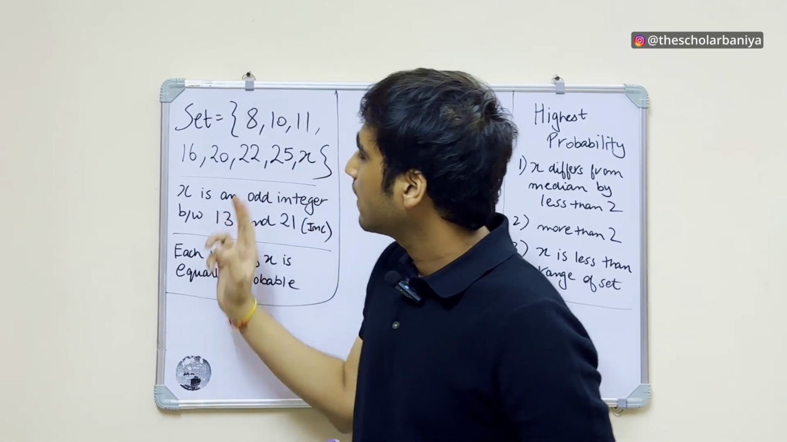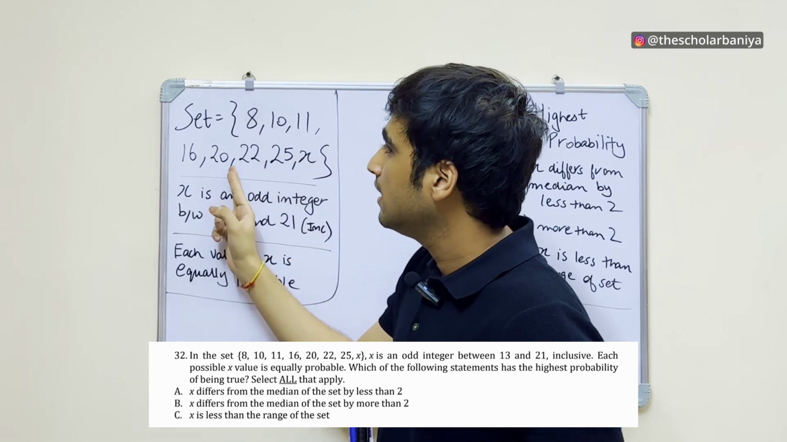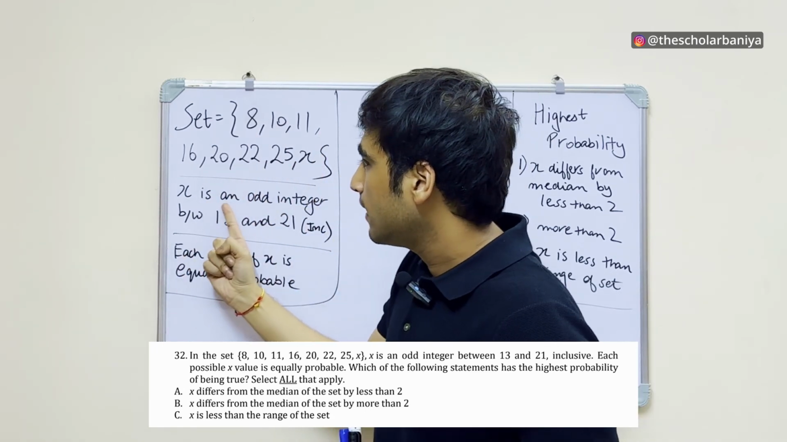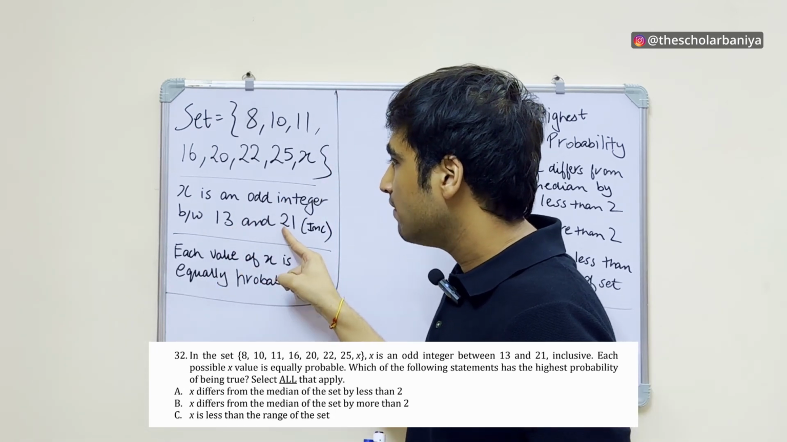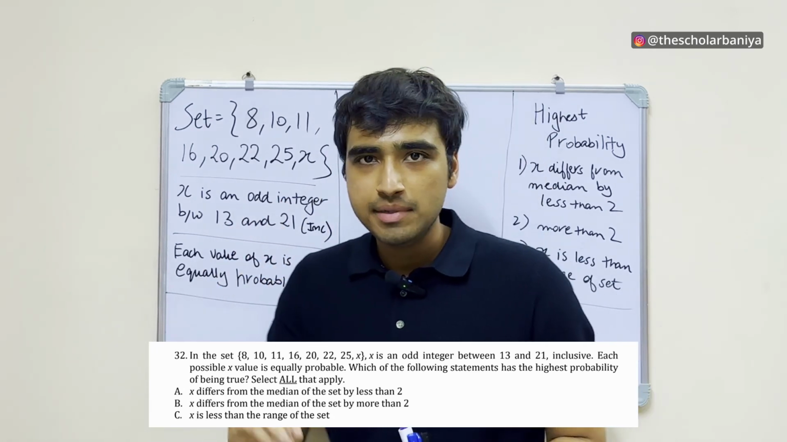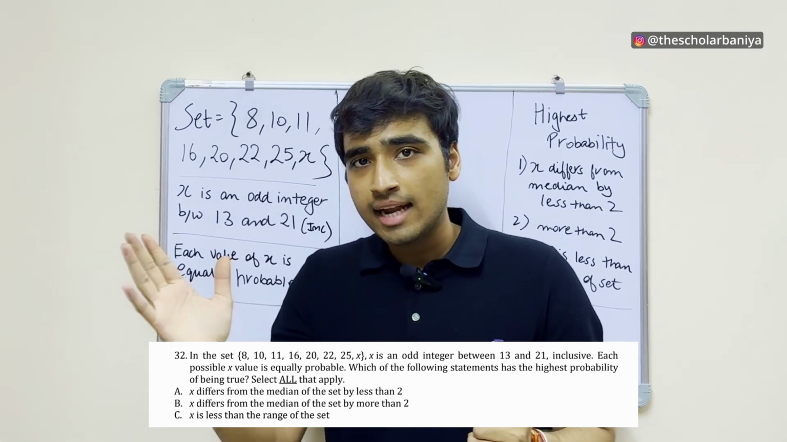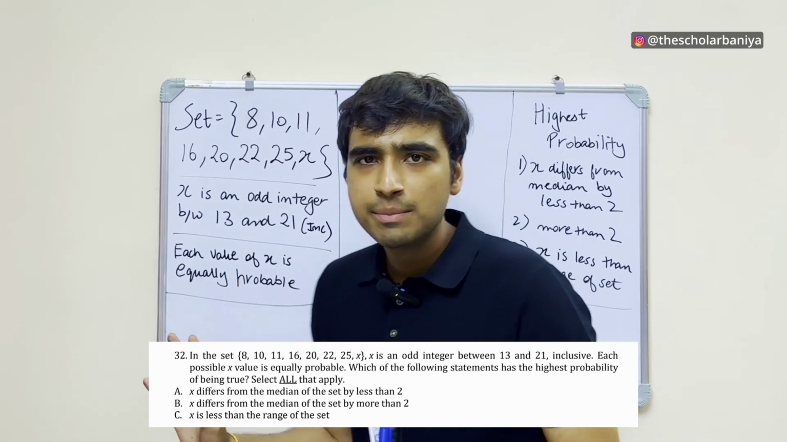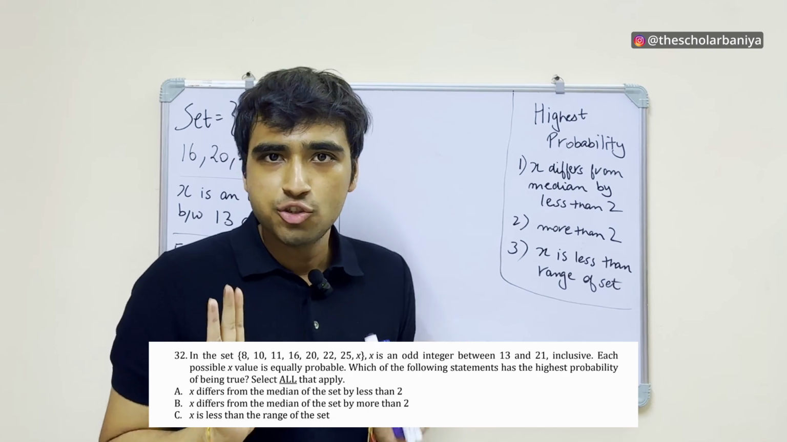In this question, we are given a set which consists of 8, 10, 11, 16, 20, 22, 25 and x. We also know that x is an odd integer between 13 and 21, both inclusive. That means x is some odd integer greater than or equal to 13 and less than or equal to 21, and each value of x is equally probable. So every value of x can be considered with an equal chance.